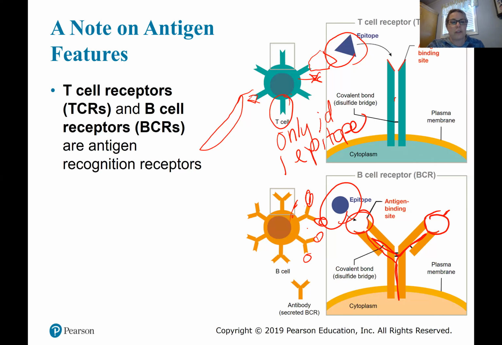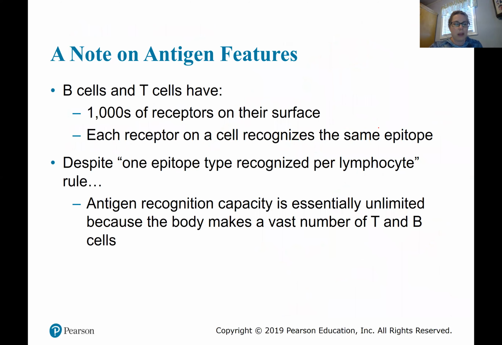Okay, so the T cells and the B cells have receptors that are going to identify foreign invaders. So we've said that they can only recognize the same one specific type of epitope though. And that's why they need to be cloned, so we can make many, many copies of the correct T and/or B cell.